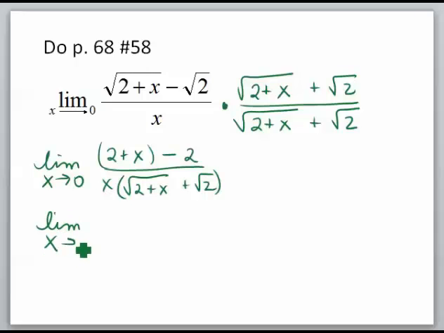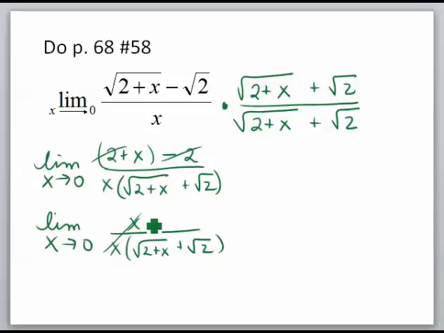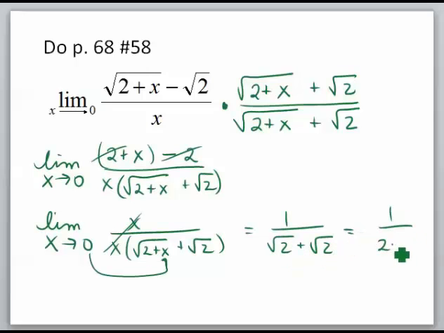On the top, then, I have 2 plus x minus 2, so these cancel. And now I can cancel my x's. And so when I go to plug in and use direct substitution, I get 1 over the square root of 2 plus the square root of 2, which gives me the answer of 1 over 2 square root of 2.